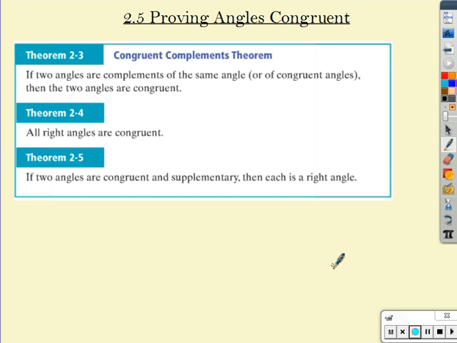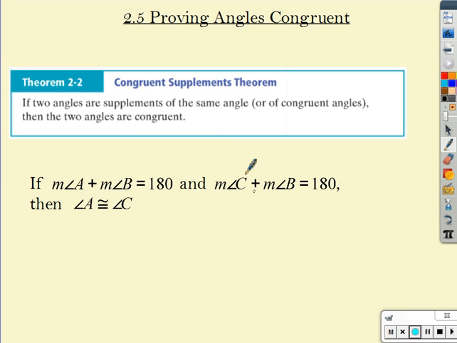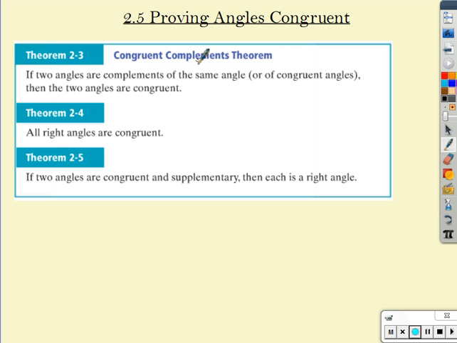So then we have three others in this section. We have the congruent complements theorem, and that basically says the same thing as the congruent supplements theorem, except it's with complementary angles. So it's the measure of angle A plus the measure of angle B equals 90, and the measure of angle C plus the measure of angle B equals 90. So then the measure of angle A and the measure of angle C is the same.